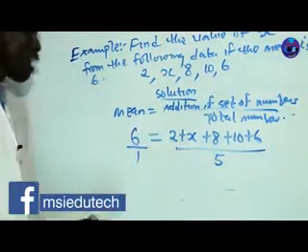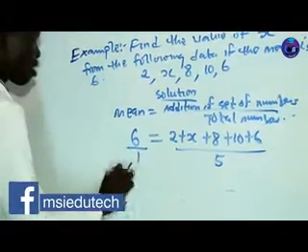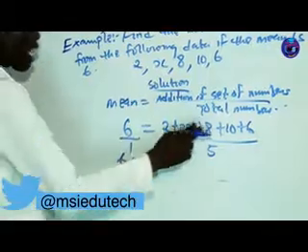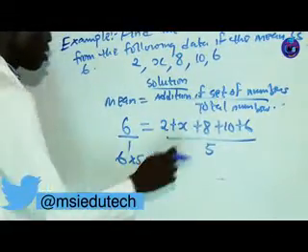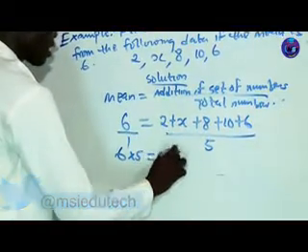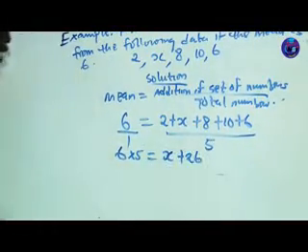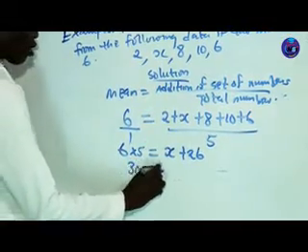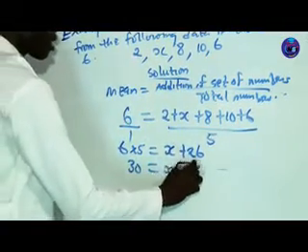Then you cross multiply. When you cross multiply, you are going to have 6 times 5 equals 2 plus x plus 8 plus 10 plus 6. Let's add this. 2 plus 8, 10. 10 plus 10, 20. 20 plus 6, we have x plus 26. Okay. 6 times 5 will give us 30. So we have 30 equals x plus 26.